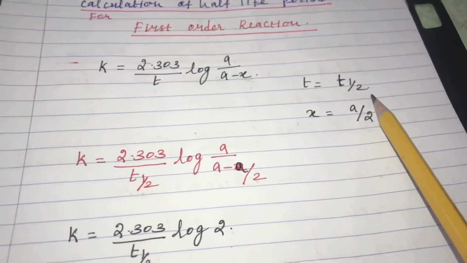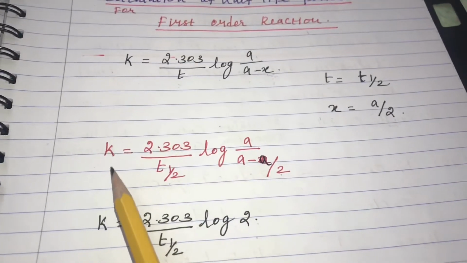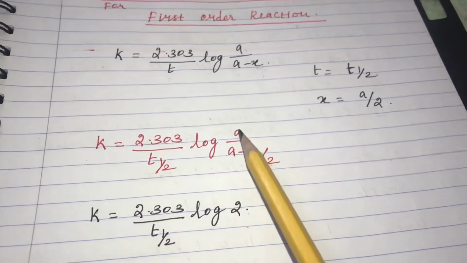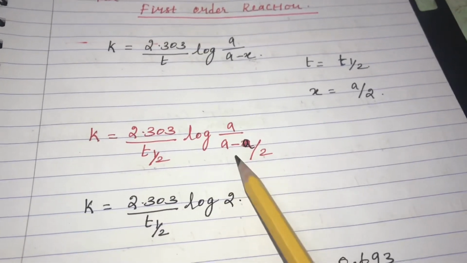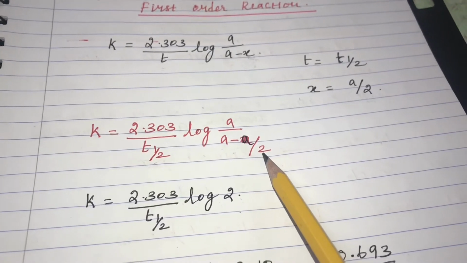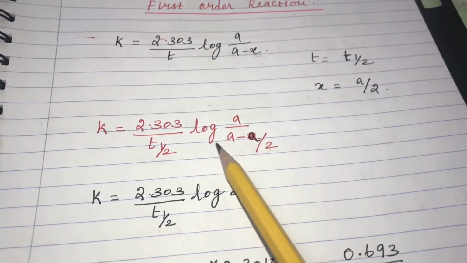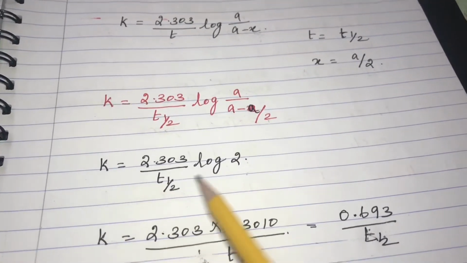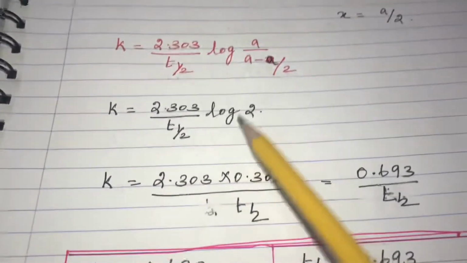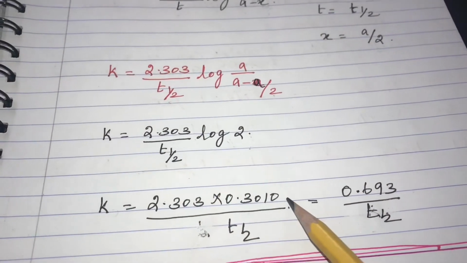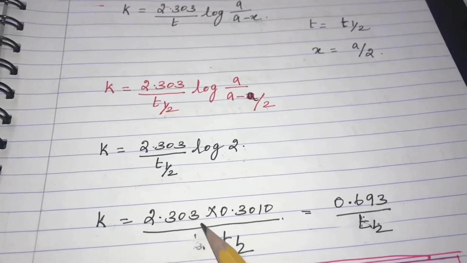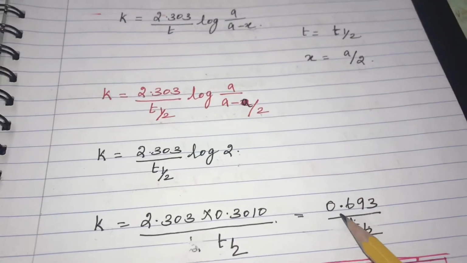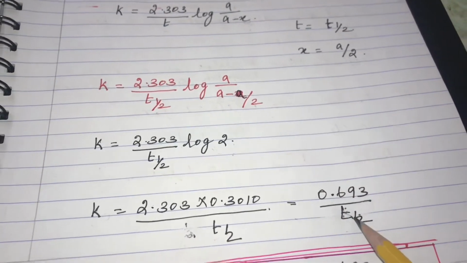The time is T half, half-life period. So, the first order rate constant value K is equal to 2.303 by T half log of initial concentration A minus the number of moles reacted, it is A by 2. On simplification, this term become log 2. So, K is equal to 2.303 by T half log 2. The value of log 2 is 0.3010. So, K is equal to 2.303 into 0.3010 by T half. The value become 0.693 divided by T half.